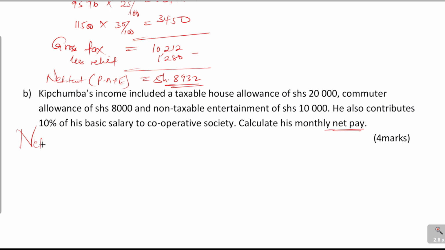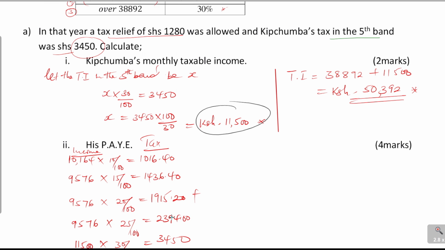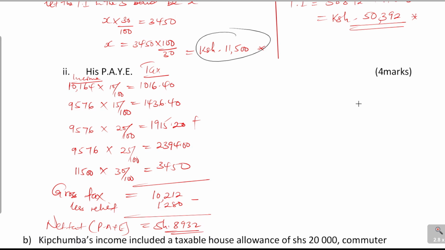So the question is monthly net pay. So how do you get the net pay? Net pay is obtained by getting the gross income. Then you less all the deductions that are given. So we start with the gross income. So what is the gross income? Now the gross income, we have already from part 1, we have the taxable income. Remember, for you to get the taxable income, you take the basic salary. You can write it here.